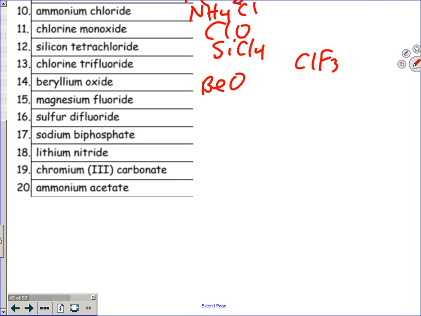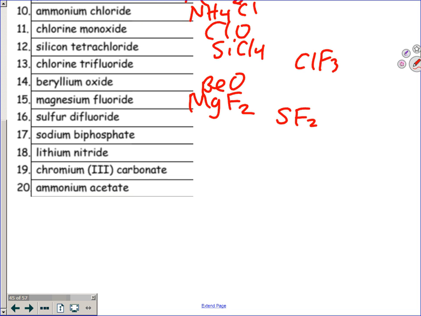Magnesium fluoride. Jacob? Help me out though. Magnesium fluoride. So it's magnesium. Everybody point to magnesium in the periodic table? Okay, so magnesium is a 2 charge, crisscross over. Fluorine has a 1, crisscross over, MgF2. Cole, sulfur difluoride. SF2. Good.